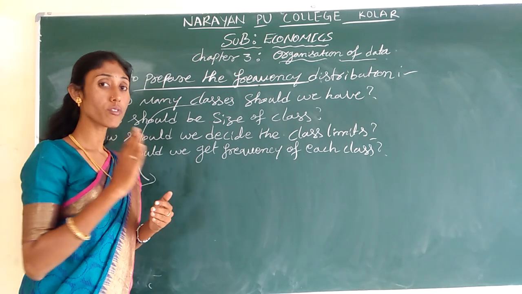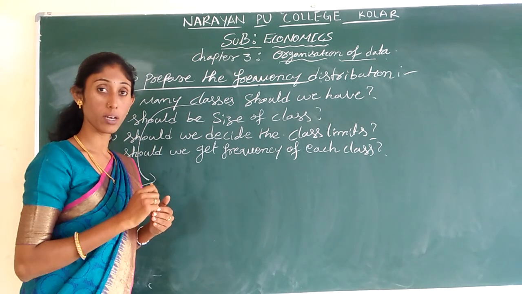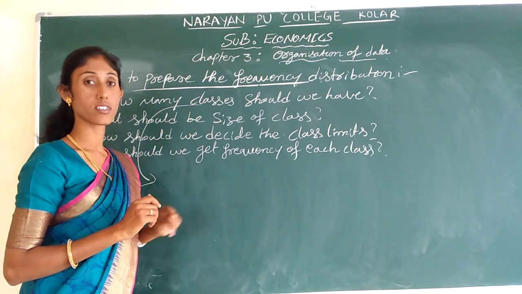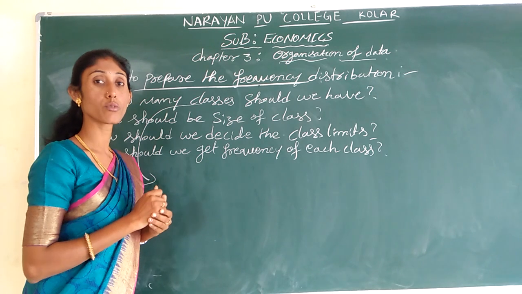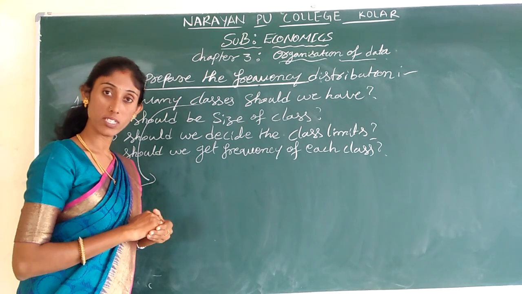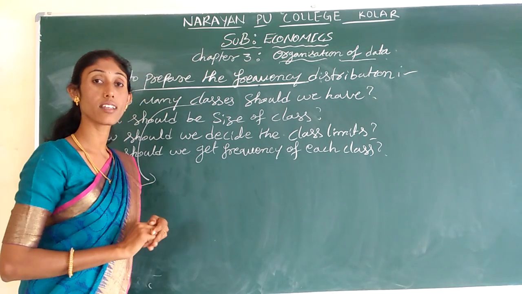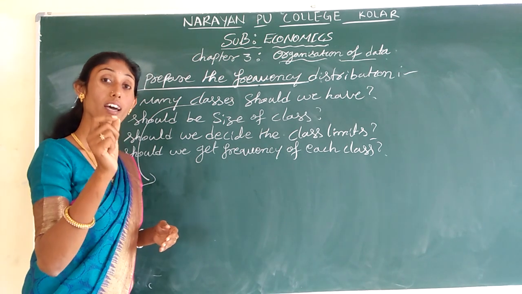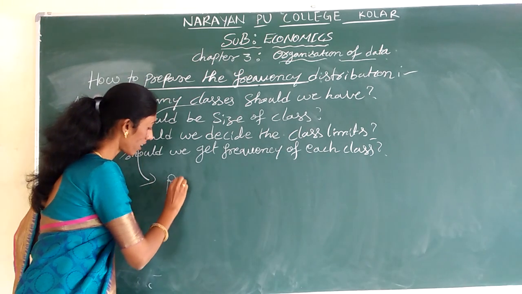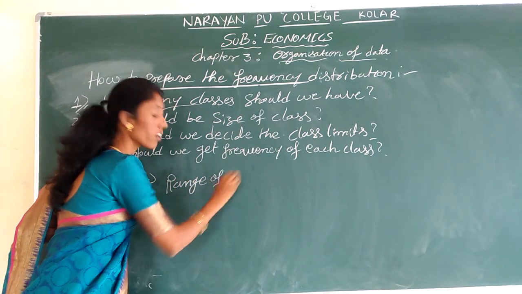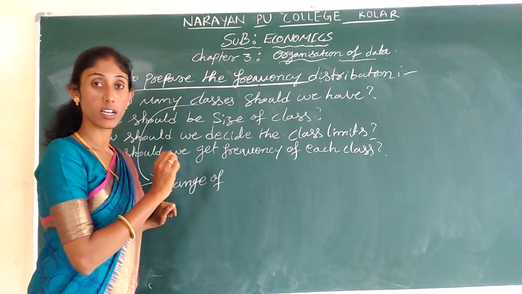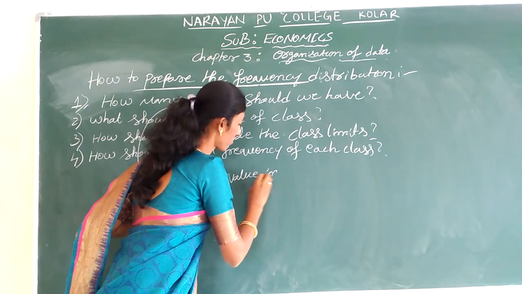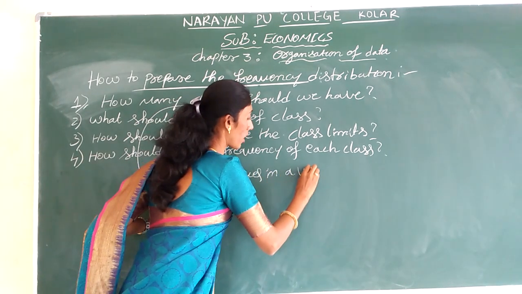By knowing the range of the values in a variable, we are able to decide the number of classes. It means how many classes we can add to the frequency distribution. Before deciding how many classes we should have, first we need to know the range of the values in a variable.